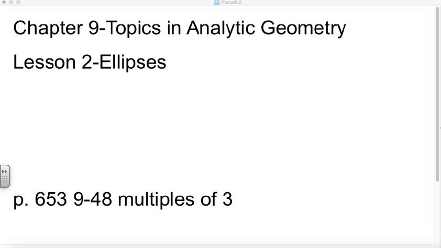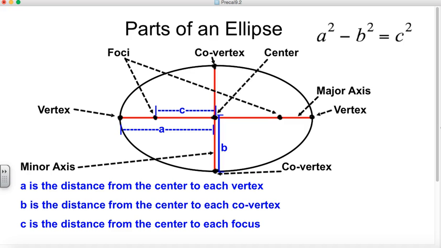So moving on to lesson 2 in chapter 9, we're going to talk about ellipses. An ellipse is essentially an oval shape. So let's talk about the parts of an ellipse real quick. In an ellipse, of course, the very middle is the center.